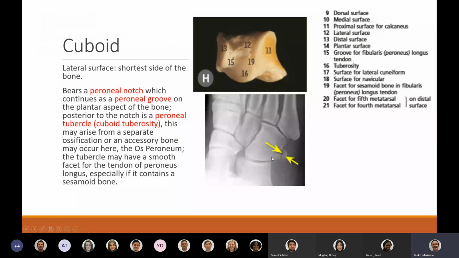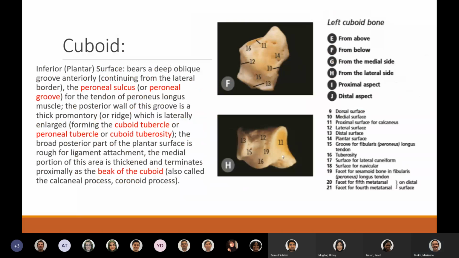Okay, importance of that, you have the cuboid tuberosity that may arise as an accessory bone and not fused to the cuboid, and you end up having os peroneum. So basically, you have the notch, you have the groove, and in this case, if there's no pain and no history of injury, you had this cuboid tuberosity that had a secondary ossification center that never ossified, and you end up having this accessory bone, os peroneum. Okay.